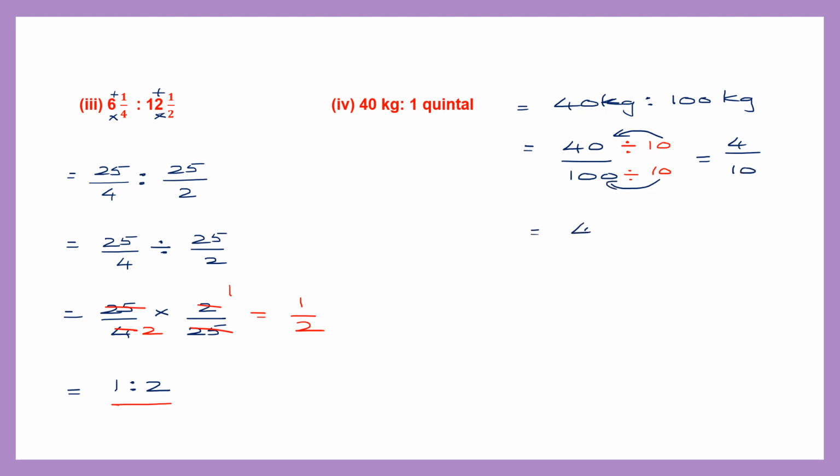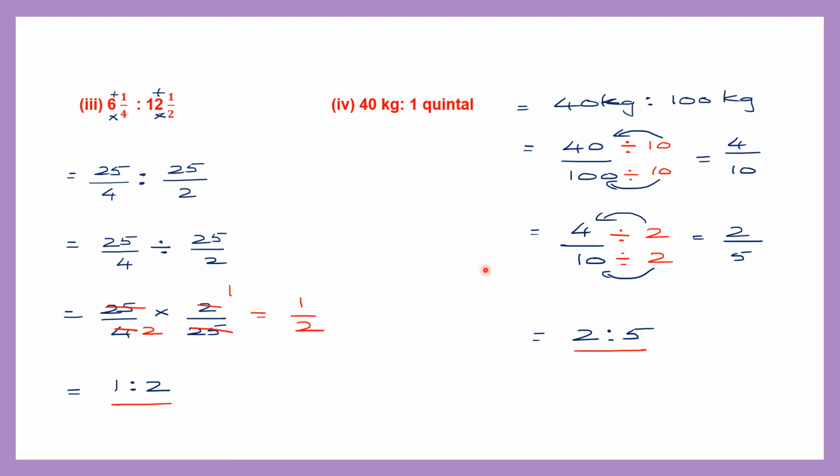Now 4 by 10 is not in the lowest term. That means we can reduce this further. That means we need to divide this further by another common factor, and the common factor here is 2. So divide both by 2, and now what do we get? 2 2s are 4 and 2 5s are 10. 2 by 5. So we've got a fraction 2 by 5 in the ratio form. This becomes 2 is to 5. So let's put this as 2 is to 5.